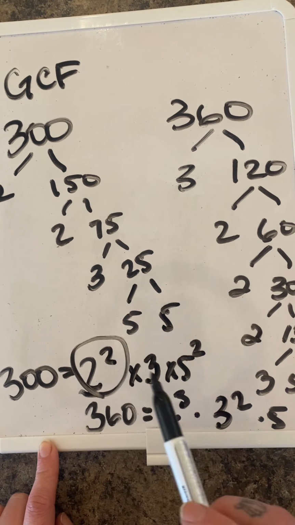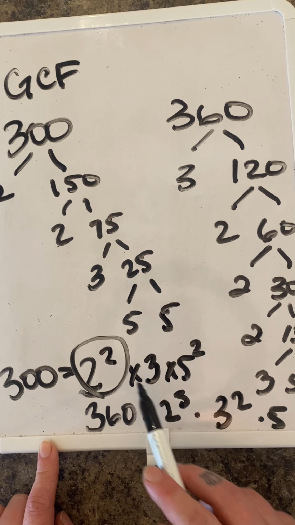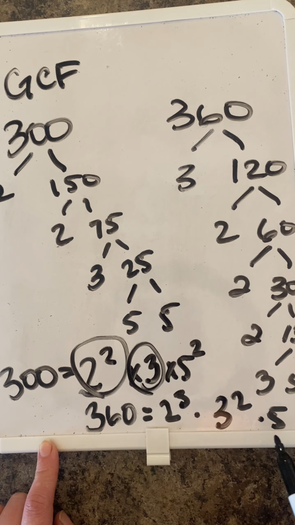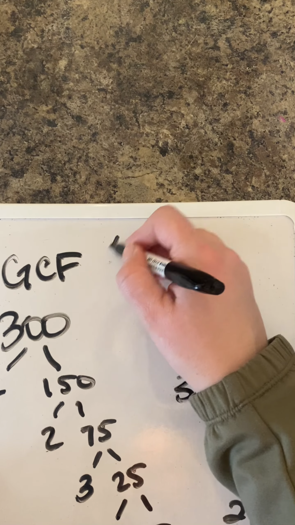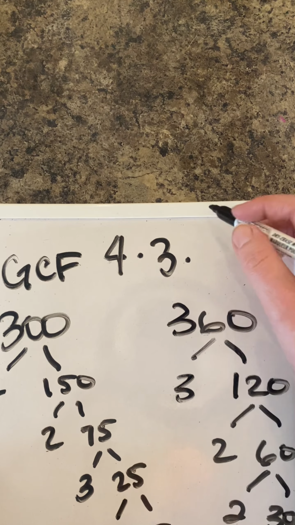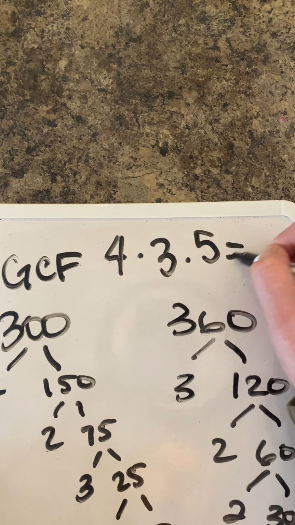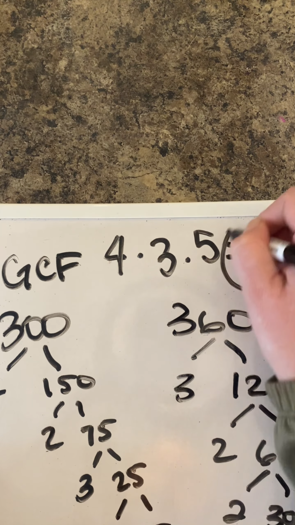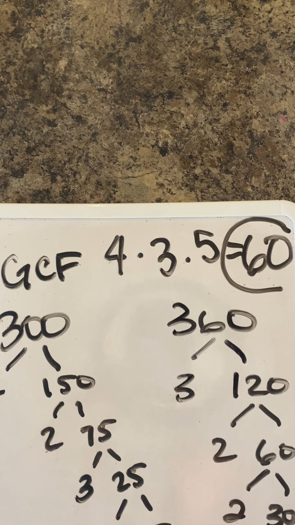And then, we're just going to take the smallest power, and then we just multiply it together. So 4 times 3 times 5 equals 60. So the greatest common factor of 300 and 360 is 60.